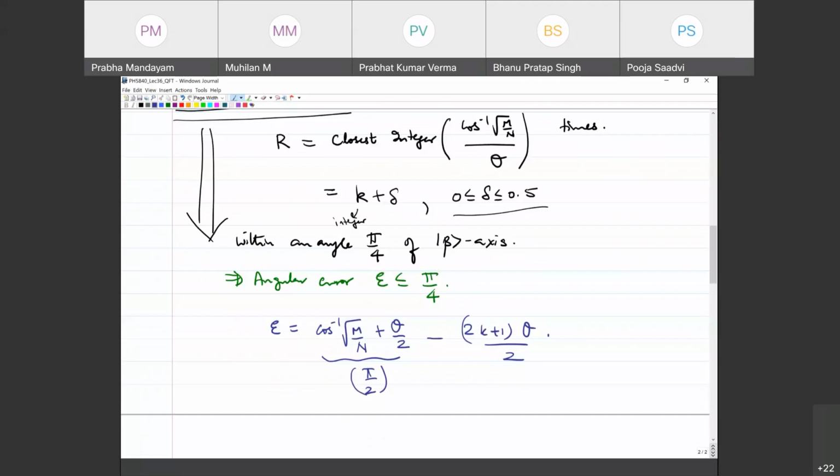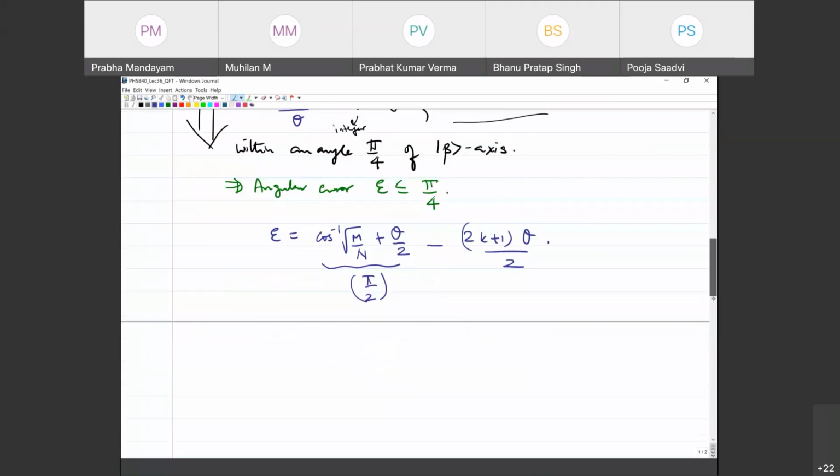Actually, wait a minute. So what is k plus delta? The closest integer, let me say, is k. So this is k times theta. What is k plus delta? It is this exact number: cos inverse square root m over n, divided by theta, is k plus delta. All right, so now let's do this.